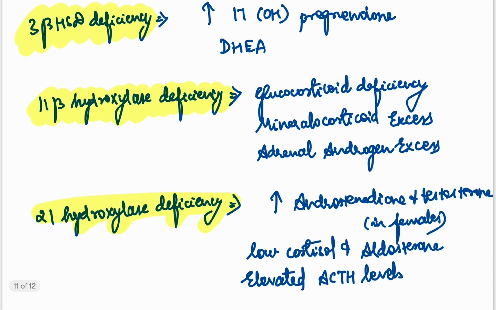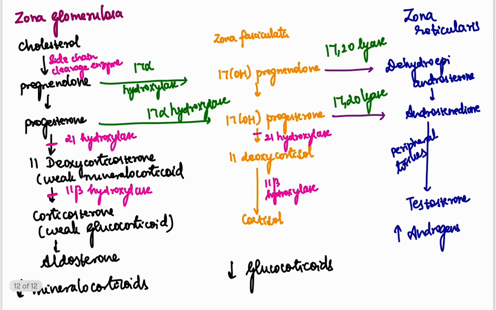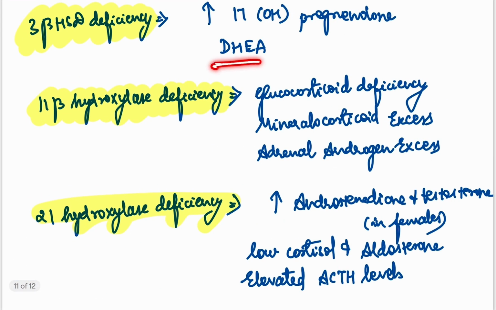And finally, 3 beta HSD deficiency. 3 beta HSD deficiency is giving rise to increased DHEA, and there is increased 17 hydroxypregnenolone.